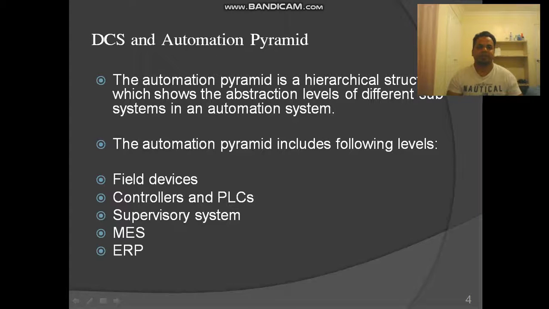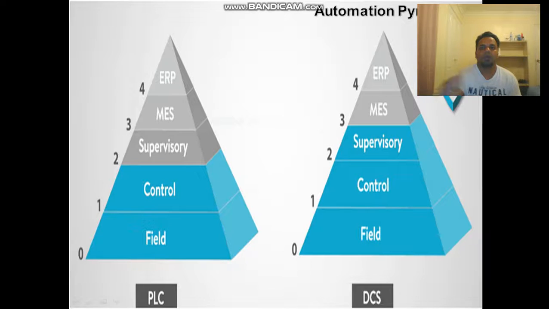Now, what is the DCS and the automation pyramid? The automation pyramid is a hierarchical structure which shows the abstraction levels of different subsystems in an automation system. It comes with five levels, which I'm going to explain in the next slides. It consists of field devices, controllers and PLCs, the supervisory system, MES, and the ERP system. That's the automation pyramid diagram.